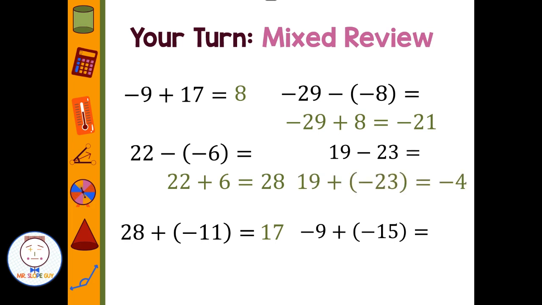19 minus 23 is the same as 19 plus negative 23, or negative 4. And my last problem, negative 9 plus negative 15, is already addition, so I could just add a negative plus a negative, stays negative, add them up and get negative 24.